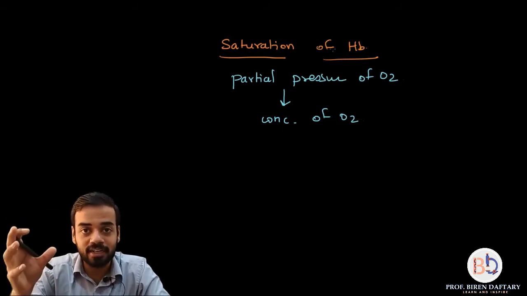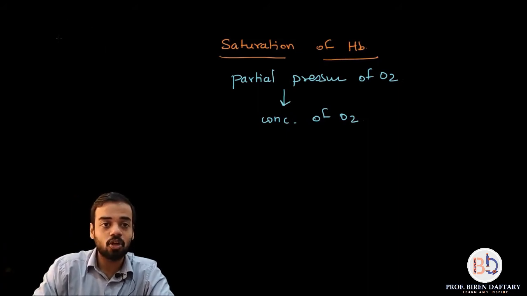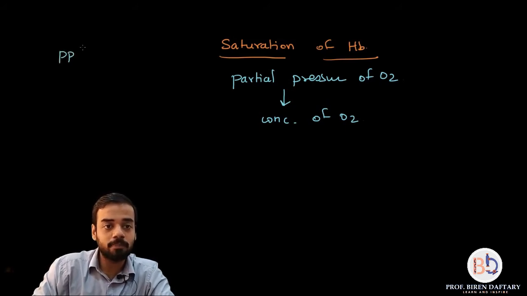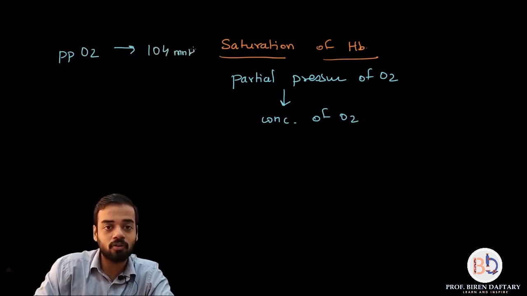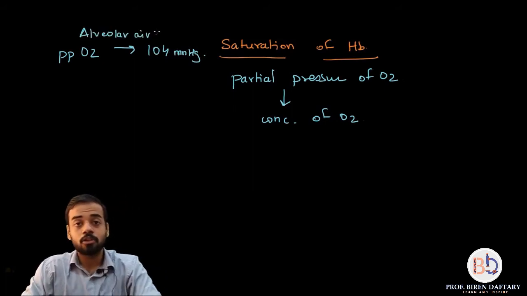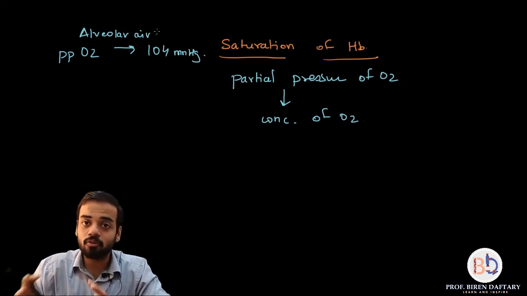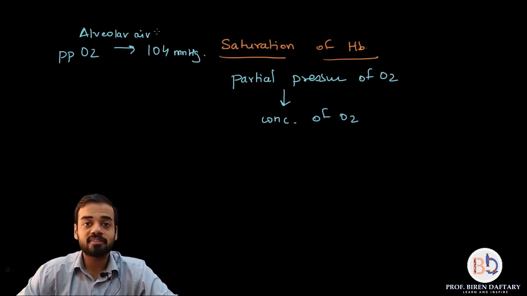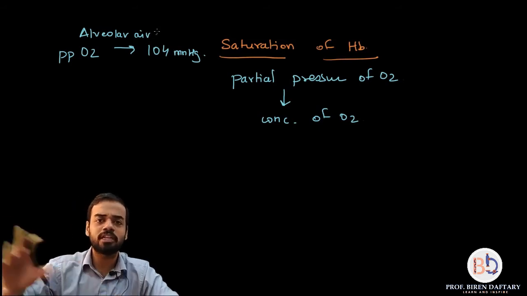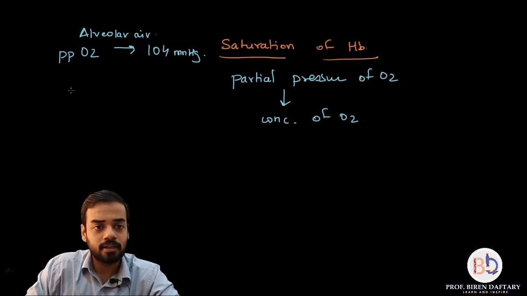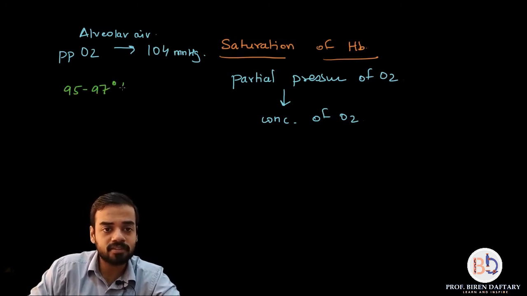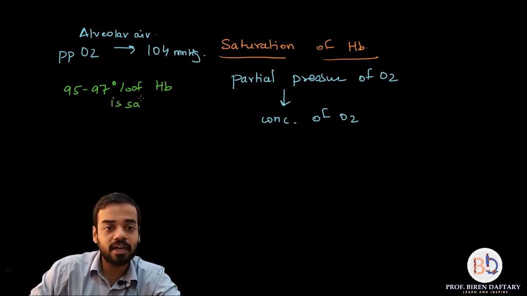In the alveolar air, I will write down pp: the partial pressure of oxygen in the alveolar air is how much? 104 millimeters of mercury. This is in the alveolar air, correct? This is the highest partial pressure of oxygen found anywhere in the body. So what do you think will be the saturation of hemoglobin? Saturation of hemoglobin will be very, very high, almost 95 to 97% of hemoglobin is saturated at this partial pressure.